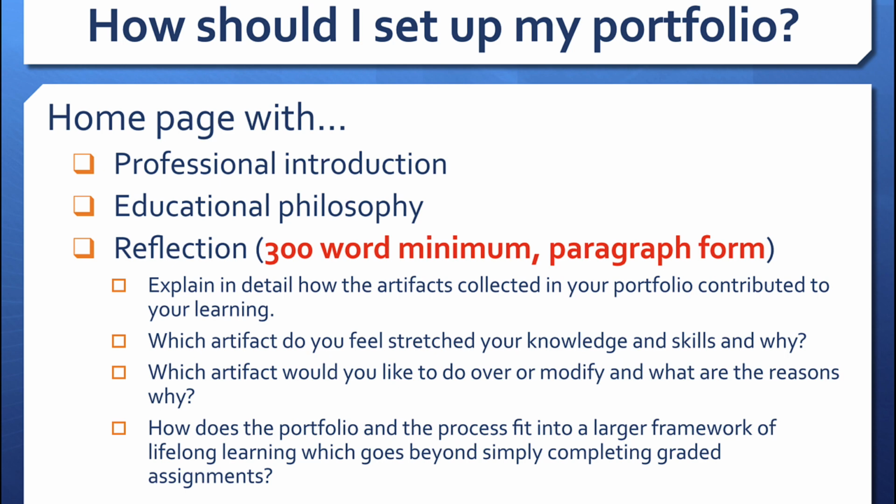The 4 reflection questions should be answered on your homepage in a new text box. Answer each question individually and make sure your combined total is at least 300 words. The questions focus on what you've learned, what artifacts stress your comfort level the most, and what you've learned from this whole process. You can answer these questions below your introduction and philosophy section.